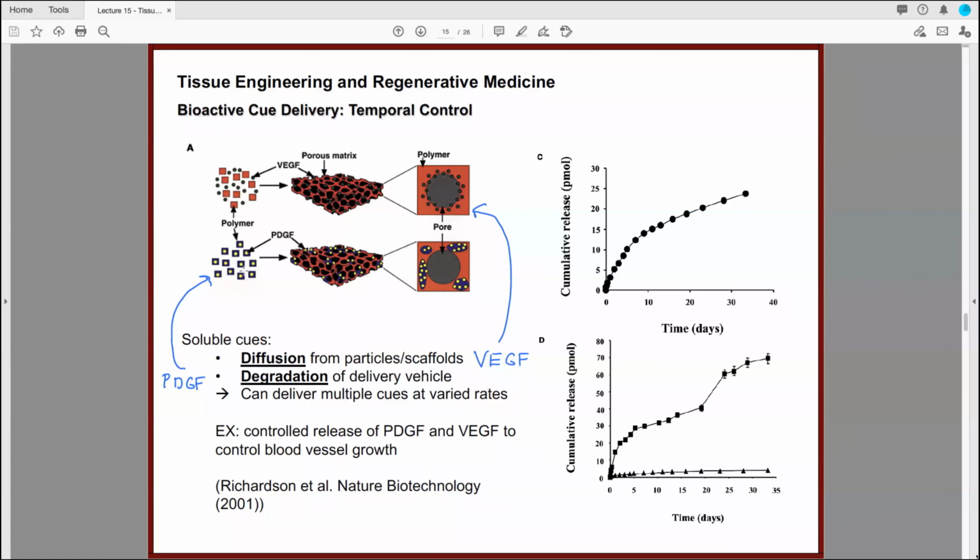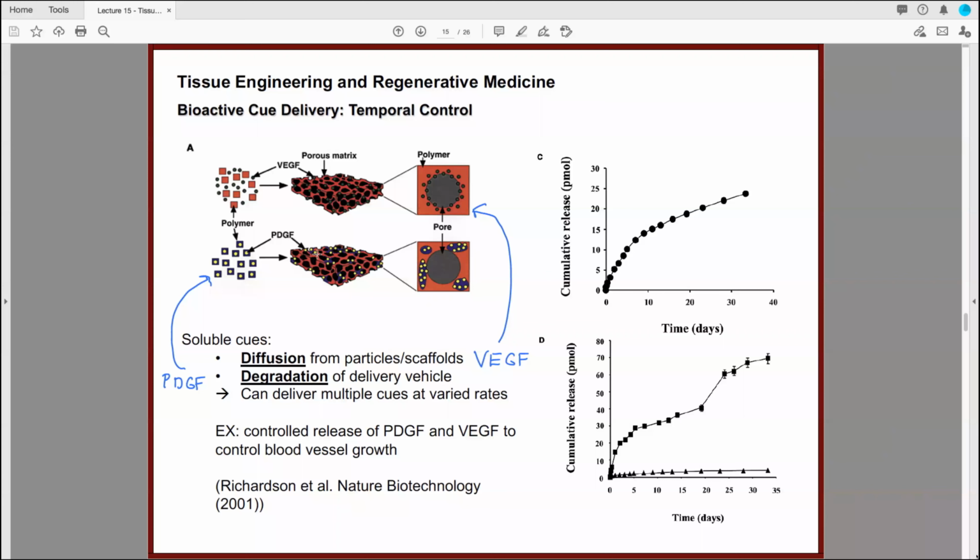There's another way that we can do it, and we can actually incorporate the PDGF directly inside the polymer, and then we can make this porous matrix. And by doing that, we can start to then encapsulate the growth factor in specific domains within that polymer itself. So these different ways of manufacturing these things have a different influence on how these growth factors diffuse from the particles and scaffolds.